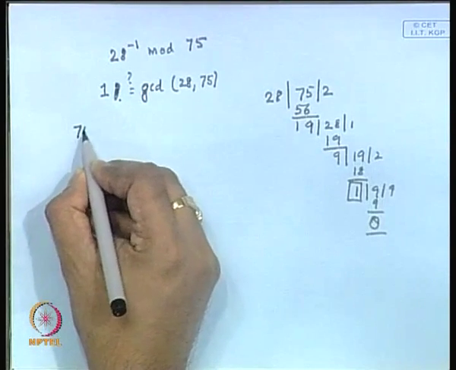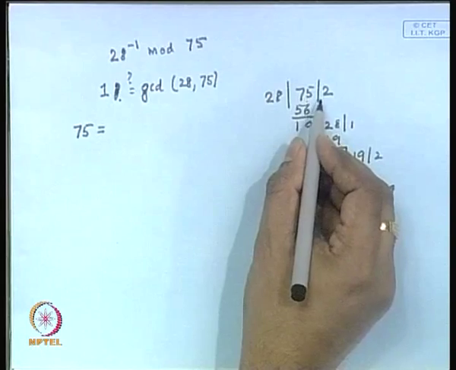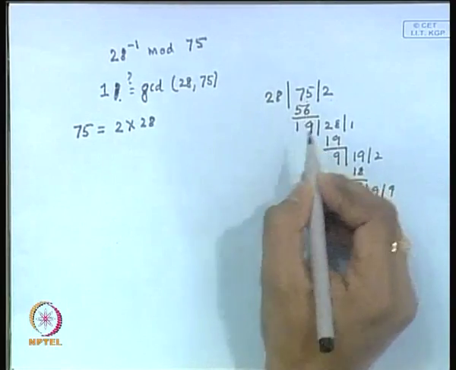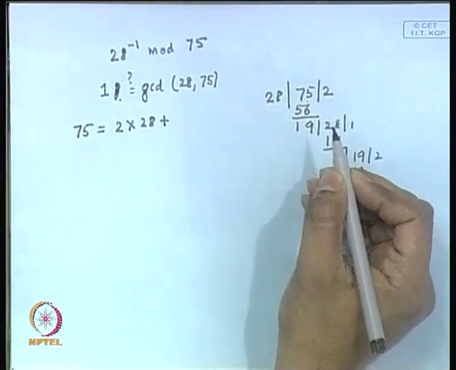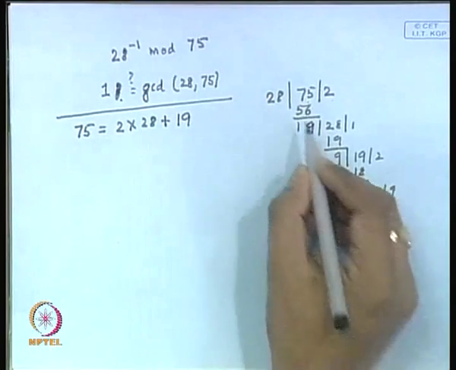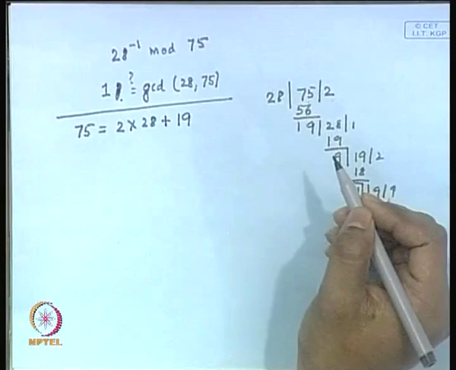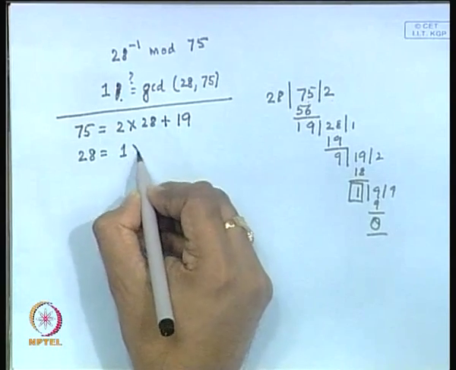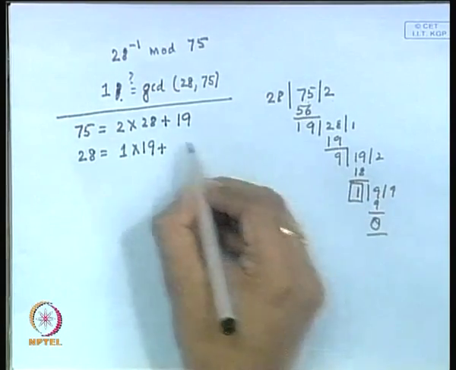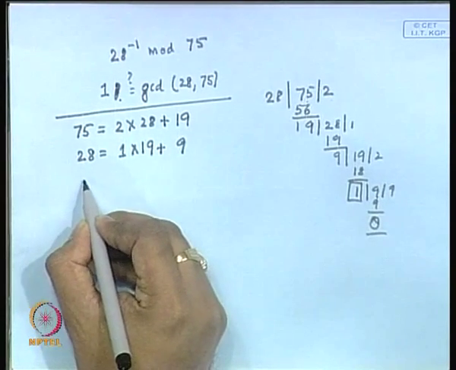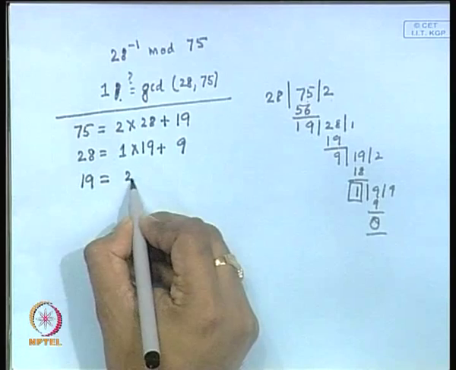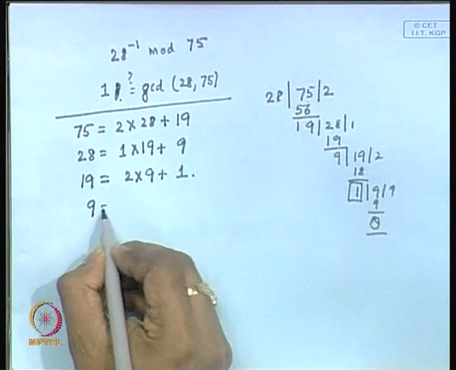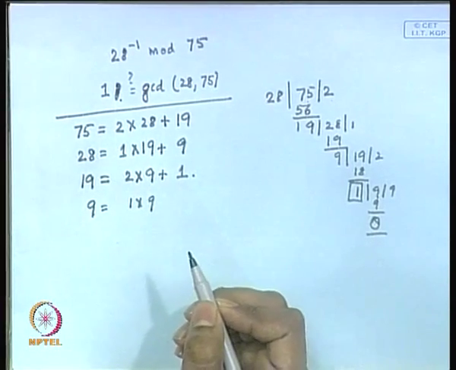You can write 75 is equal to 2 into 28 plus 19, right. So, then what you can do is that you can see 28 is 1 into 19 plus 9. Then you have got 19 is equal to 2 into 9 plus 1, and finally, you have got 9 equal to 1 into 9.